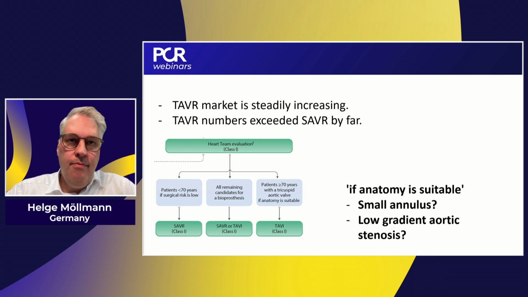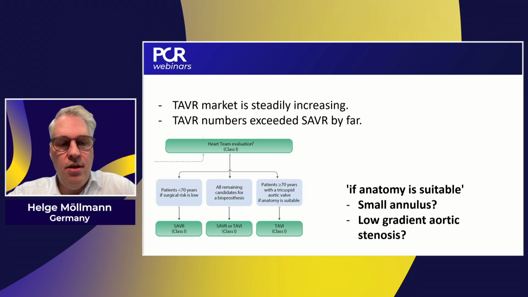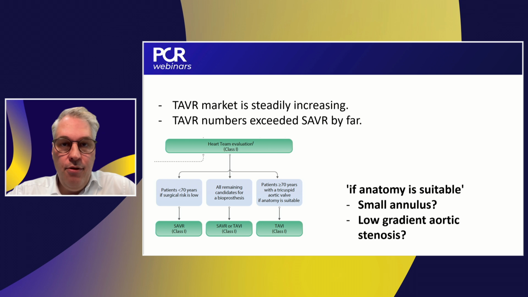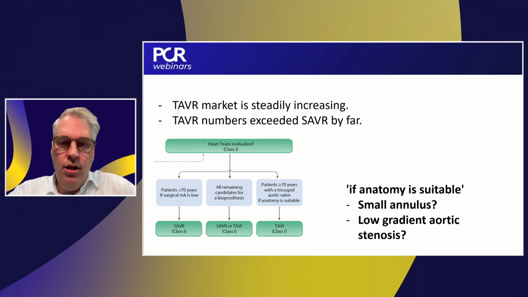We have a talk at the beginning of our webinar concentrating on the pre-imaging aspects, especially in patients with low gradient aortic stenosis. This talk will be given by Dr. Hahn. Then we have a case which concentrates exactly on that issue. And afterwards, we are going a little bit more to a patient with a small annulus and how to treat these patients. But let's start with the first issue.